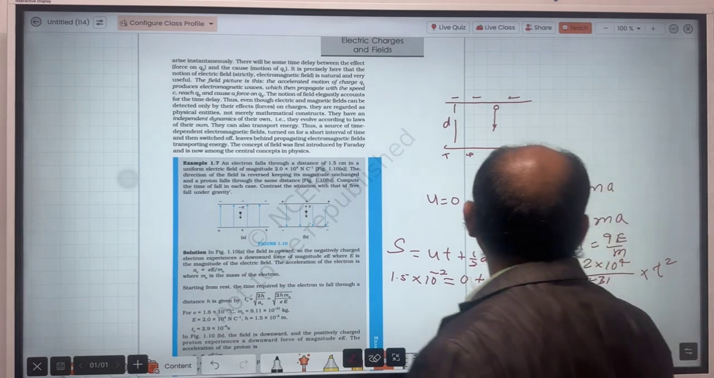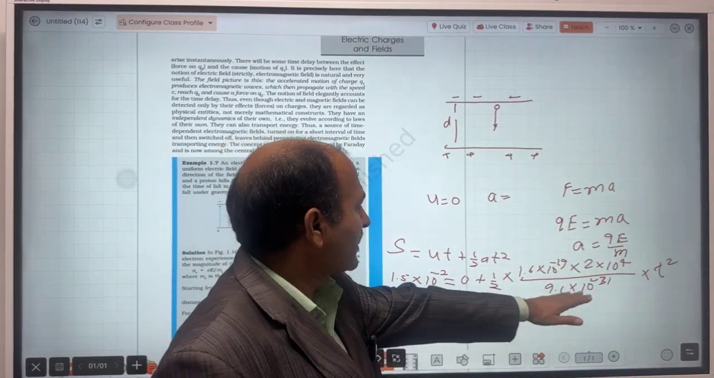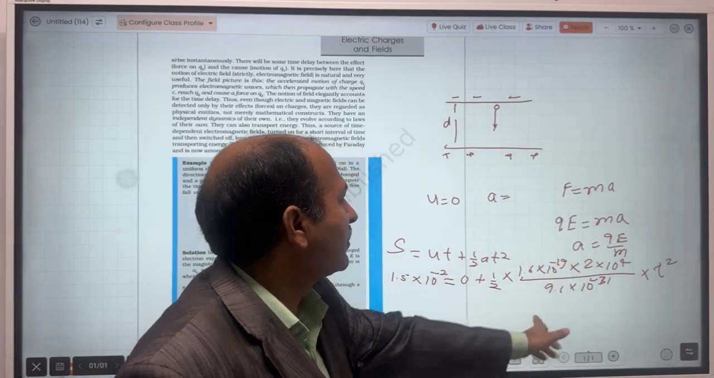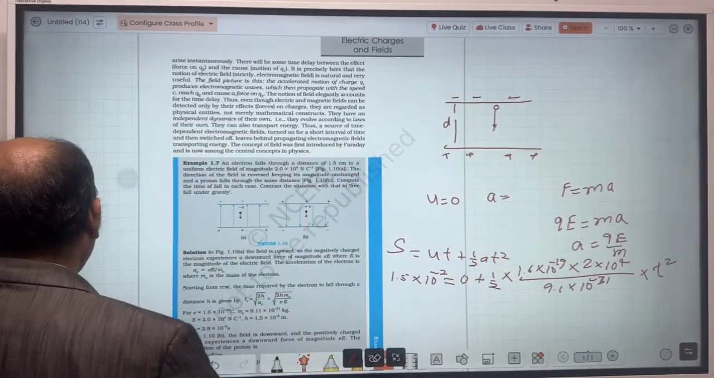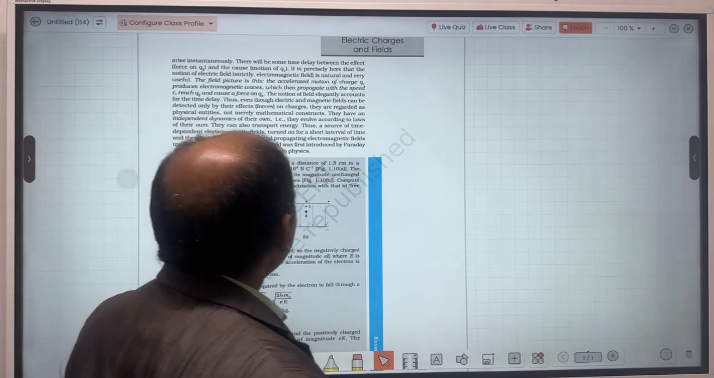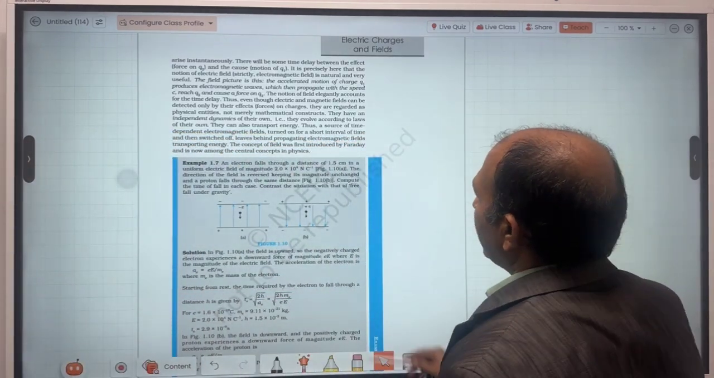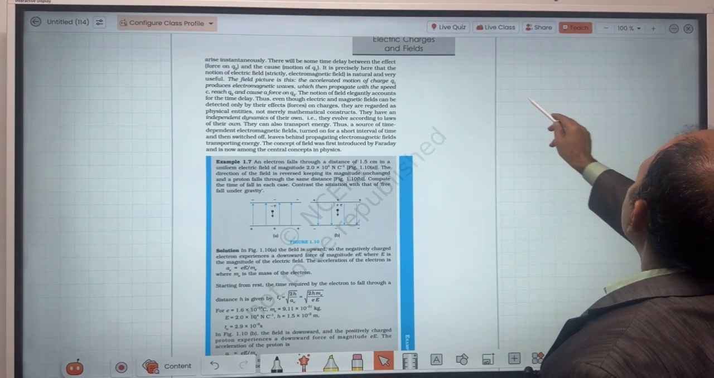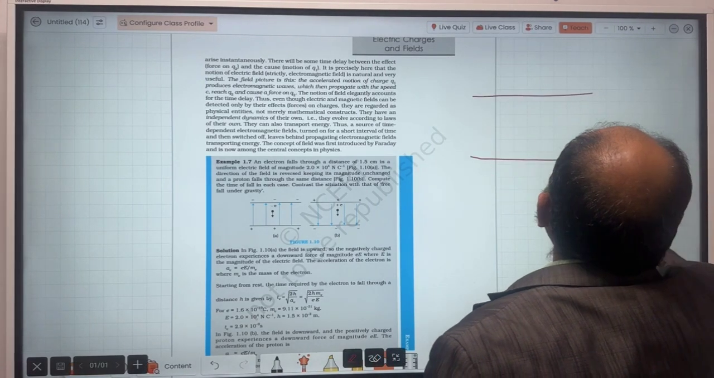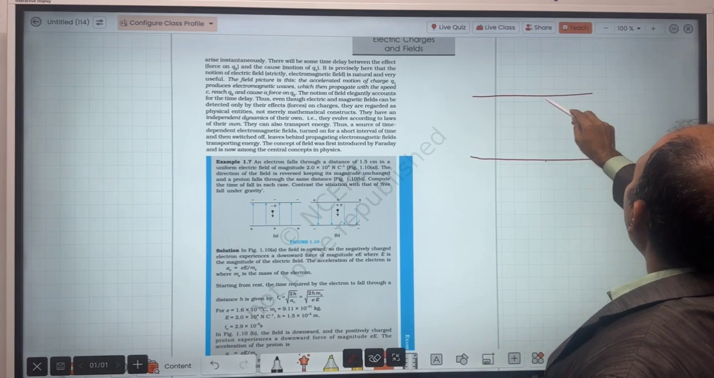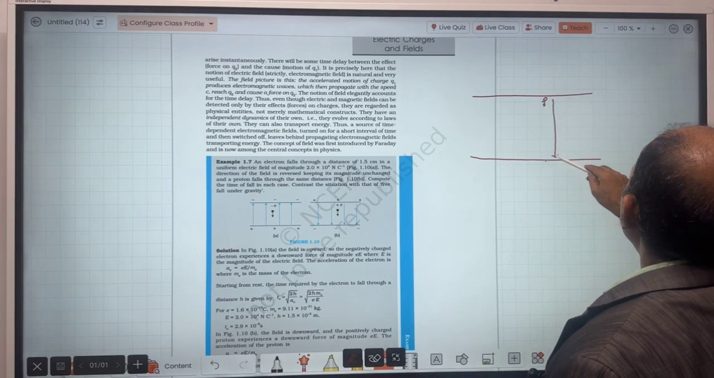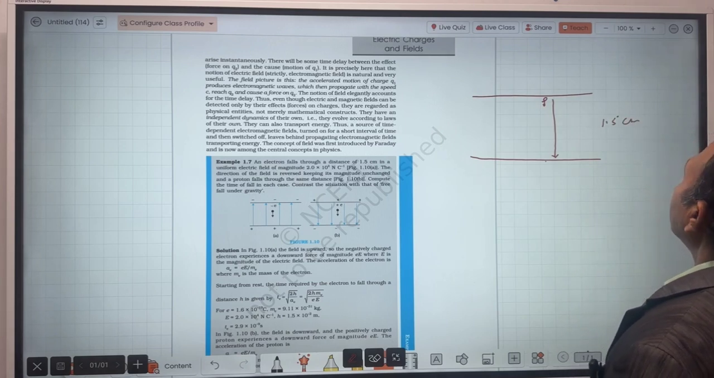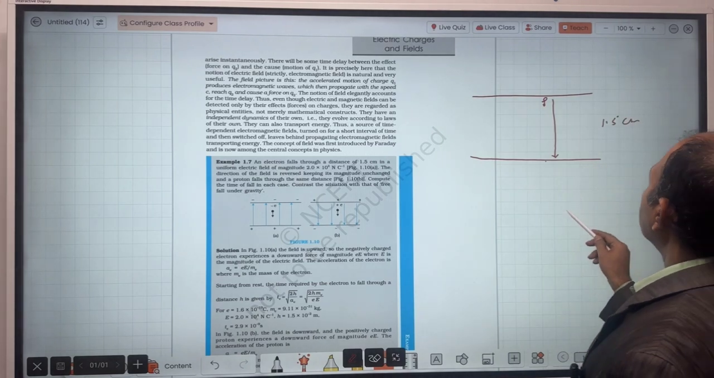You have to find out t square, so you can easily evaluate. Shift these terms in the denominator to this side and then divide by this and take the square root. You will get the time. I am not evaluating. Now, the second case is also given. In this case, the motion of a proton is shown. So again, the same thing you can do. The same situation is there. Suppose the proton is here and it moves through a distance of 1.5 centimeter.